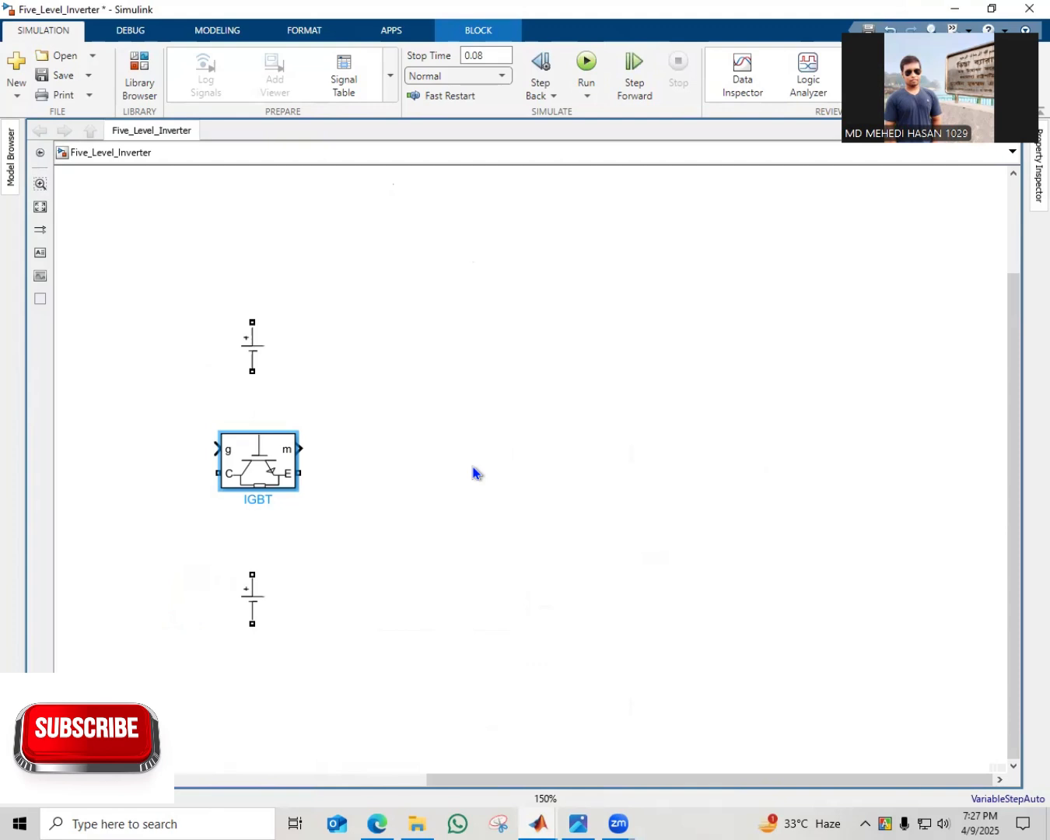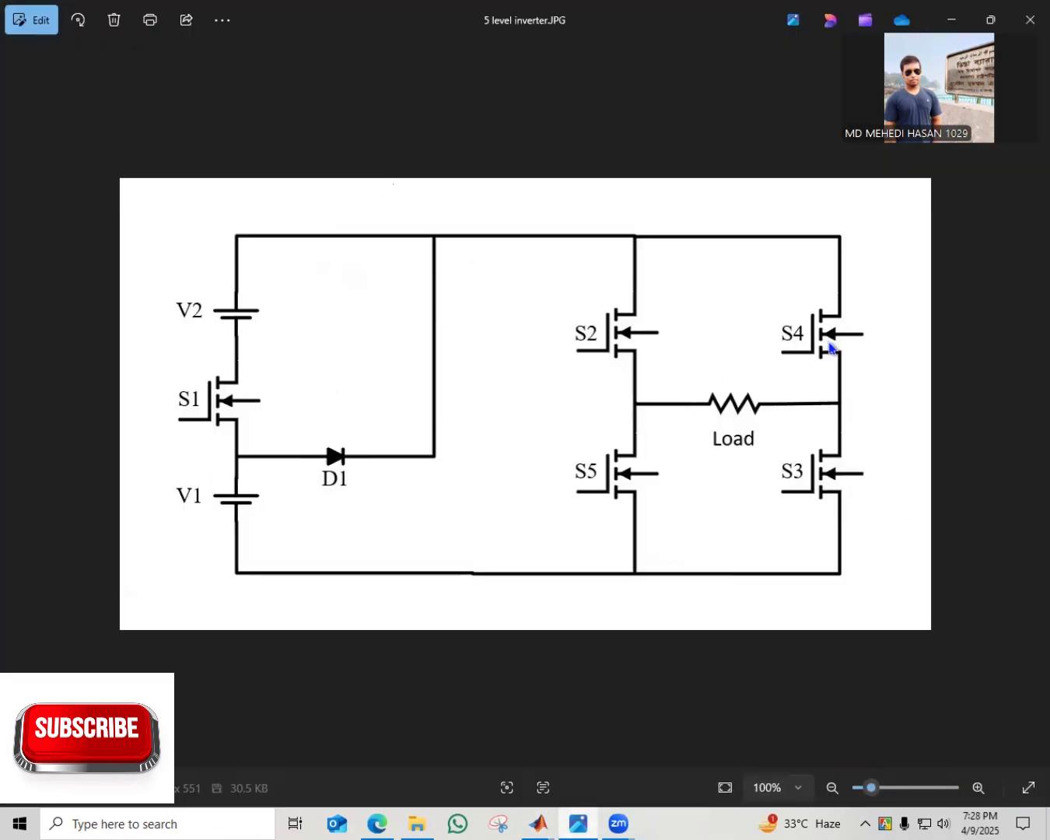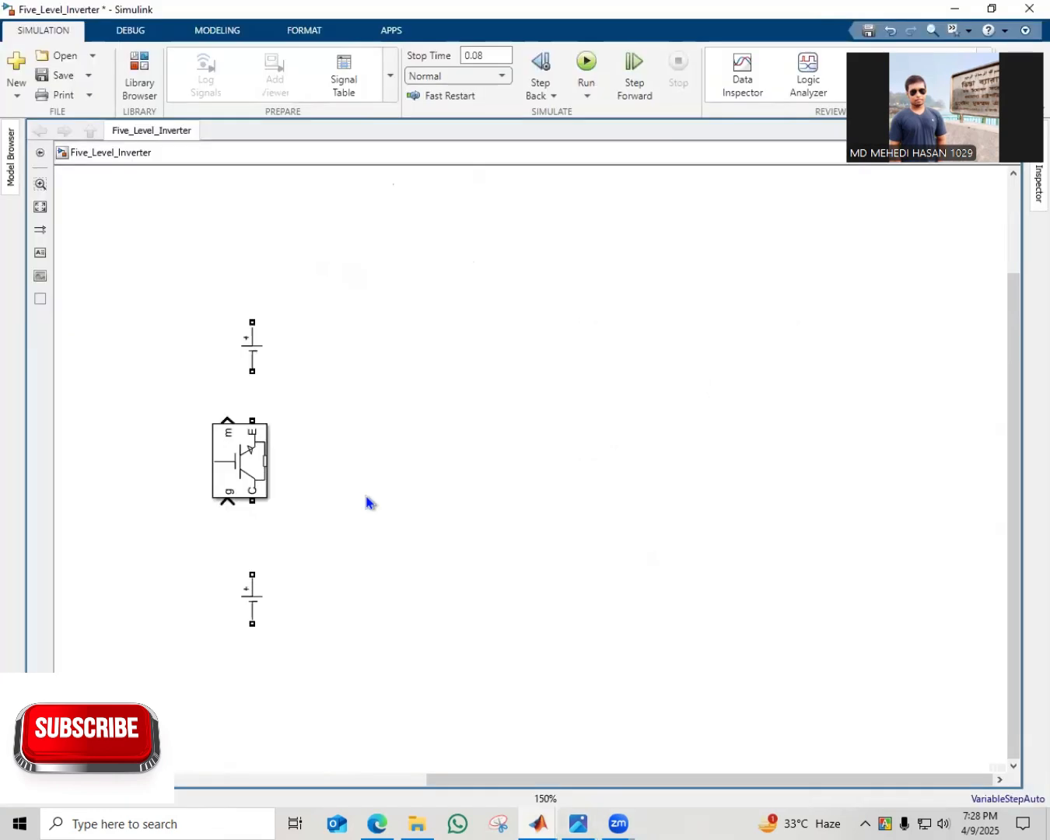Here is our IGBT. We also need 4 IGBTs to develop the H bridge, which are shown here as S2, S3, S4, S5, and the load resistor, also a diode. Now I am putting them together.